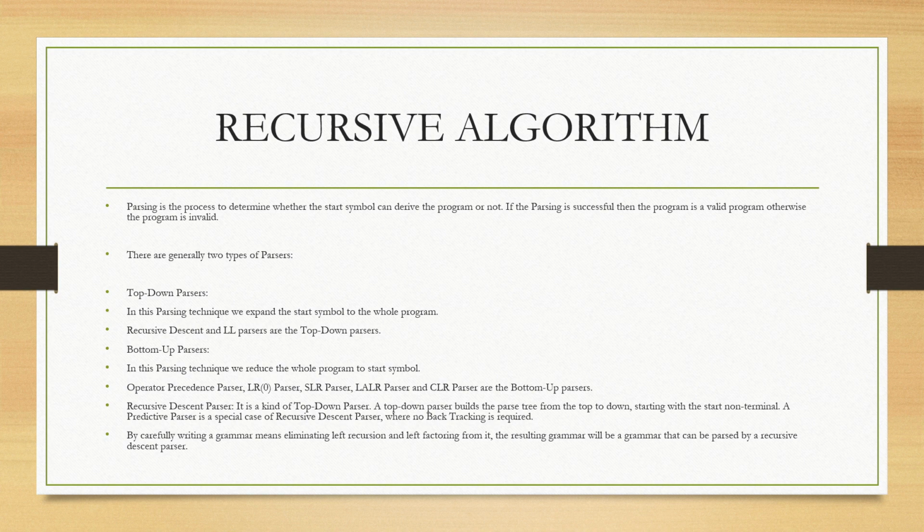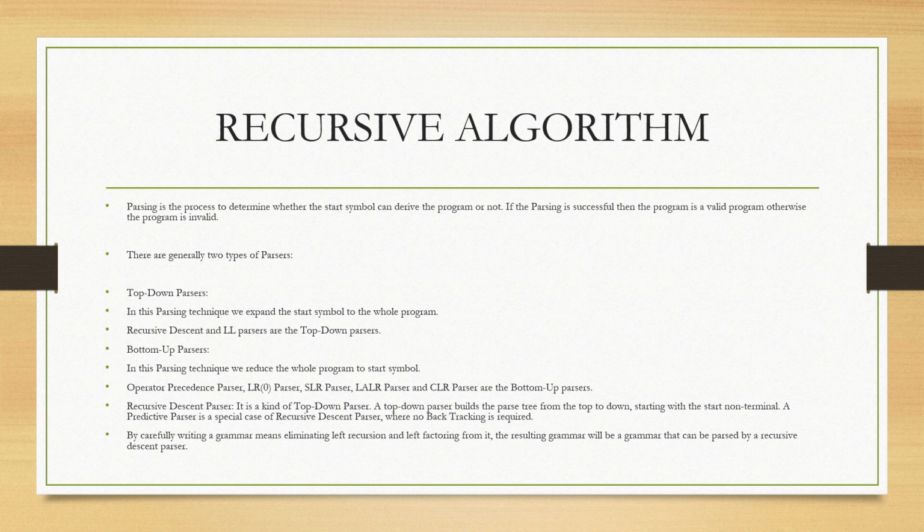First is parsing, the process to determine whether the start symbol can derive the program or not. If the parsing is successful, then the program is valid, otherwise the program is invalid. There are two types of parsing: top down parsing and bottom up parsing. First is top down parsing. In this algorithm, we expand the start symbol to the whole program, where we use recursive descent and LL parsers as top down parsers.